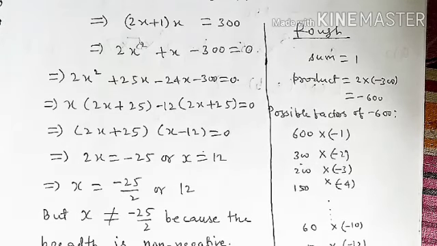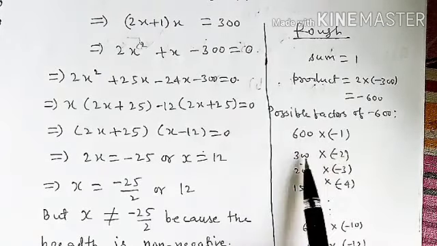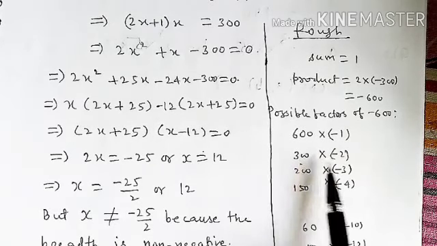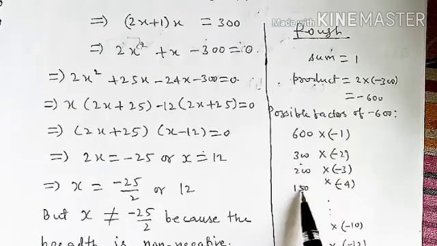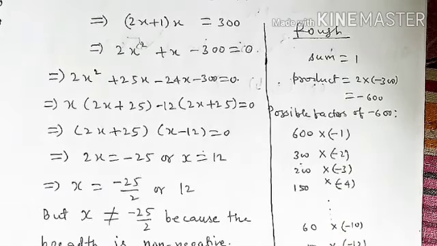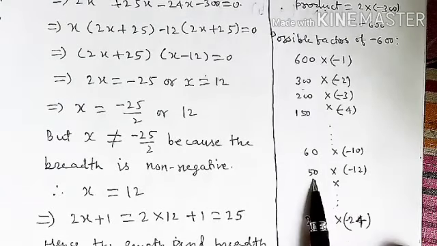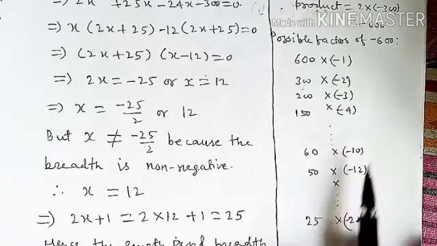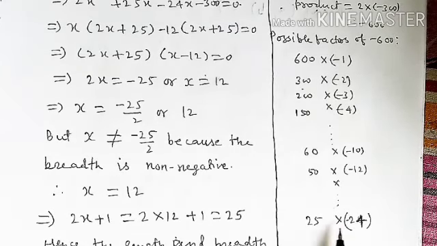It is possible only if one is positive, another is negative, but the bigger one is positive. So minus 1 into 600, here the sum is 599. Minus 2 into 300, here the sum is 298. Minus 3 into 200, here the sum is 197. So minus 4 into 150. We skip some numbers and then go to minus 10. Then we have minus 10 into 60. Here the sum is 50. Minus 12 into 50. Here the sum is 38. But when we divide minus 600 by minus 24, we have 25.